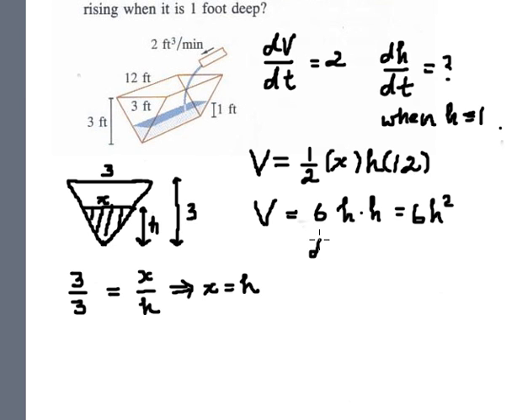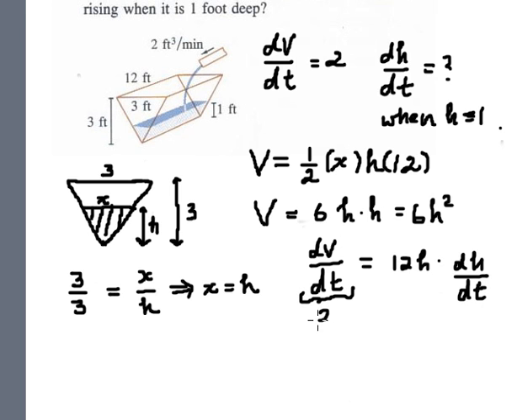So on the left we have dV/dt is equal to 12h times dh/dt. And dV/dt, we're told, is constantly 2. And we want to find dh/dt when h is equal to 1. So what we have to do now is substitute h equal to 1 and then solve for dh/dt. So we have 2 is equal to 12 times 1 and then times dh/dt.